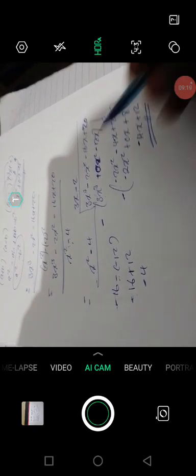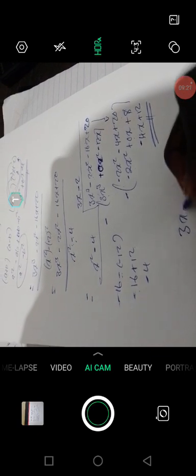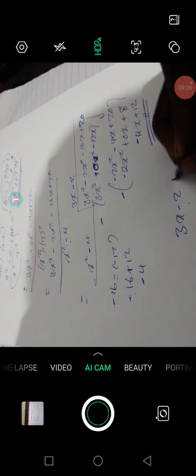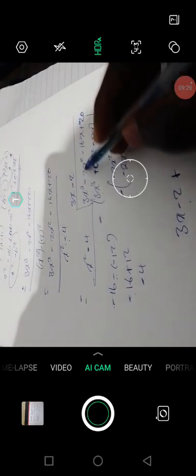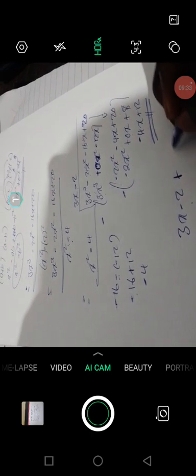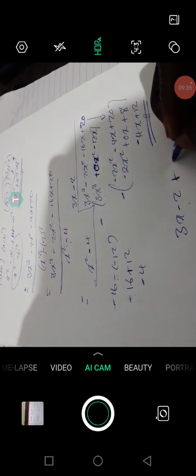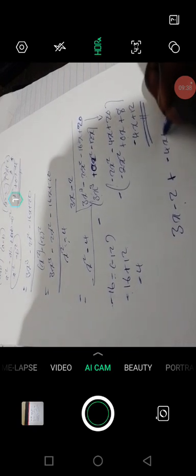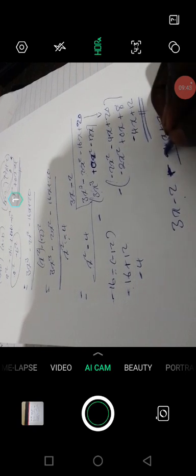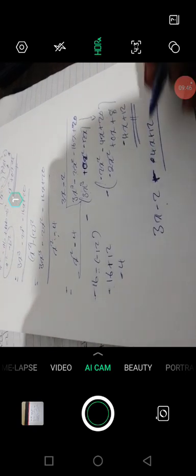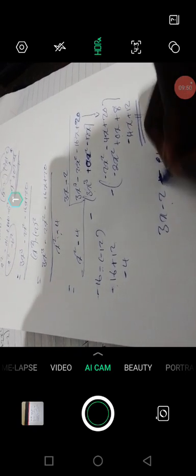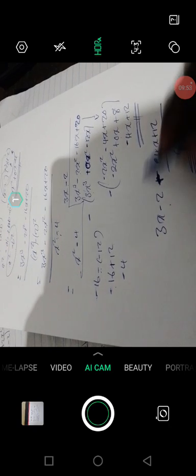So what will be the expression now? The expression will be the same number which is here, 3x minus 2, plus this one, the big one has been reduced to this one, to be on top there, negative 4x plus 12, divided by the down part, which is x squared minus 4.